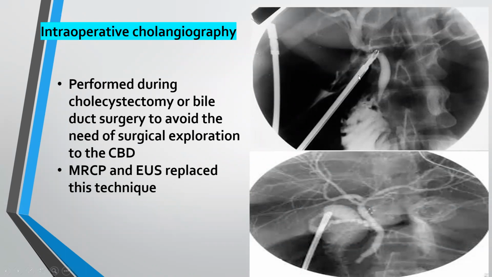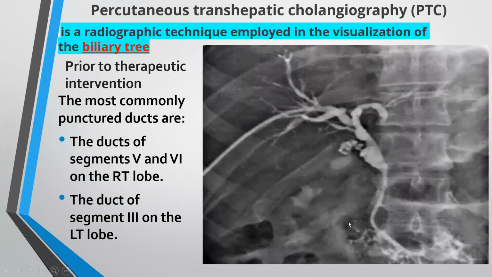As we see here, this is done by the surgeon by cannulating the cystic duct and giving the contrast. And here we have multiple stones seen in the cystic duct. PTC is a radiographic technique employed in the visualization of the biliary tree prior to therapeutic intervention, for example, biliary drainage to relieve obstructive jaundice, placing of a biliary stent, removal of stones, and dilating strictures. It is rarely used for diagnostic purposes only.